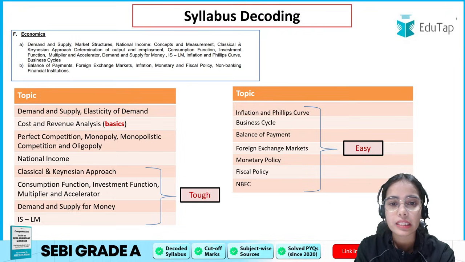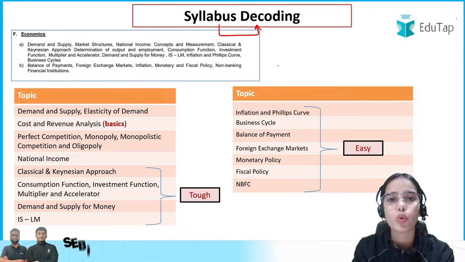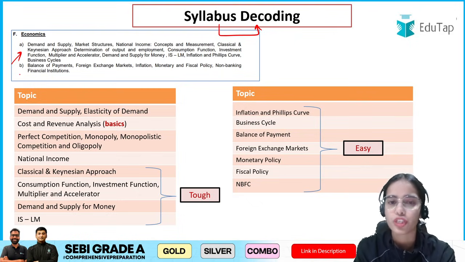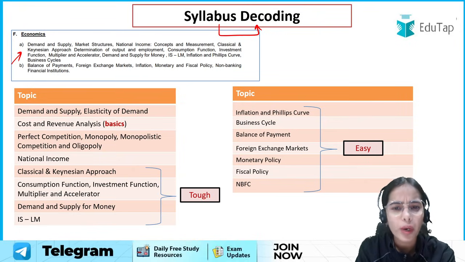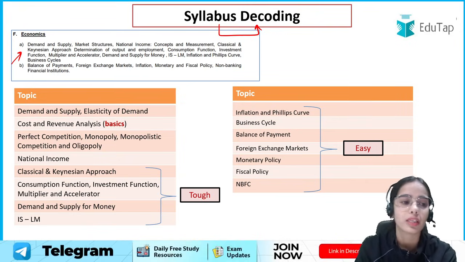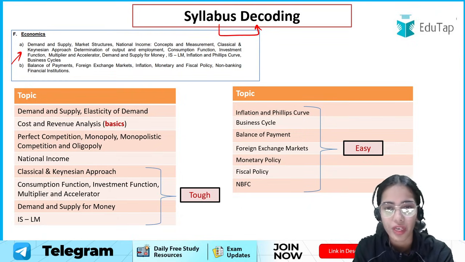Now let's discuss the syllabus in more detail, because the syllabus is given in the SEBI Grade A notification of last year. But what is this syllabus trying to say? What are the tough areas? What are the easy areas? What are the important areas? All of this we are going to discuss.